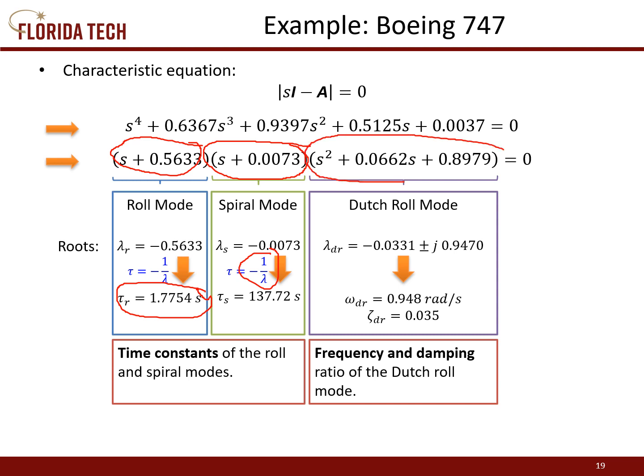The complex pair here is our Dutch roll mode, which has factored into a complex pair with an imaginary solution here, with a real part and imaginary part. Based on that, we can get the damped frequency of 0.948 radians per second and a damping ratio, again lightly damped, of 0.035. So first order modes give us time constants, second order modes give us a frequency and a damping ratio.